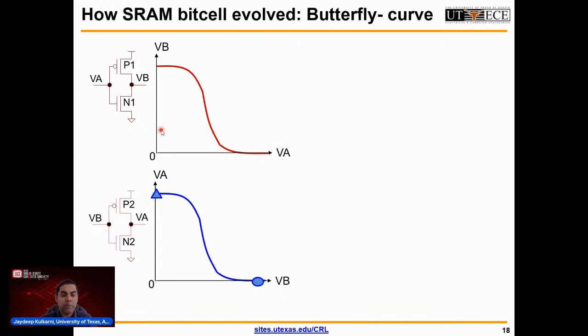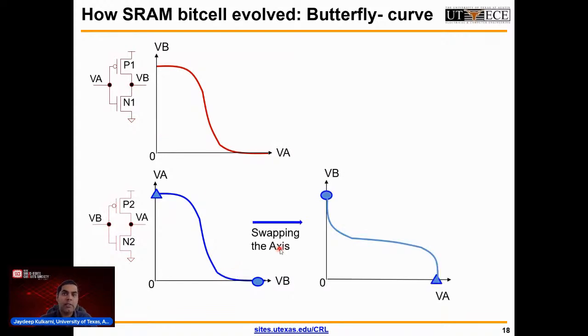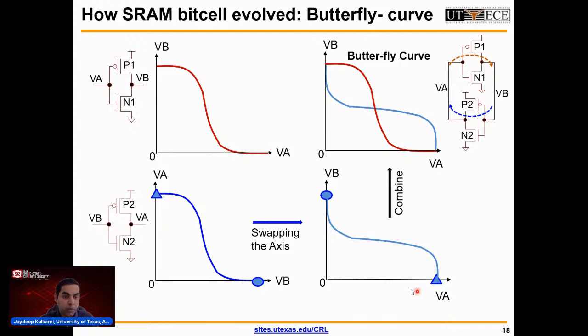So in order to see the combined effect of this cross-coupled inverter pair, what I can do is swap the axis such that VB comes on the Y axis and VA comes on the X axis to be consistent with this graph. So what is happening is the circle point here has really transformed from the X axis onto the Y axis, and this triangle point has now transformed onto the bottom right corner. And in order to get the stability characteristics of this cross-coupled inverter pair, I can superimpose these two graphs on one another, having the same X and Y axis.